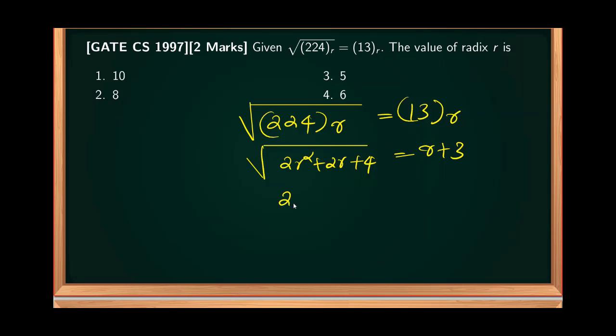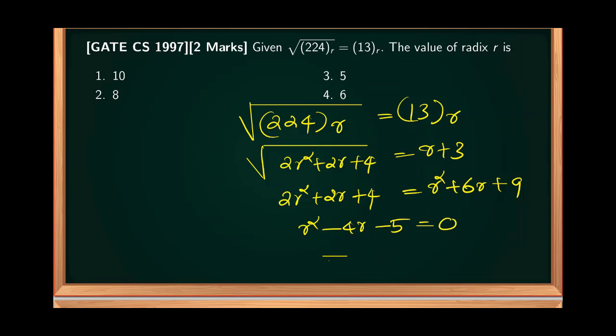Squaring both sides, 2r² + 2r + 4 = r² + 6r + 9. Rearranging the terms, r² − 4r − 5 = 0. It implies r equals 5.